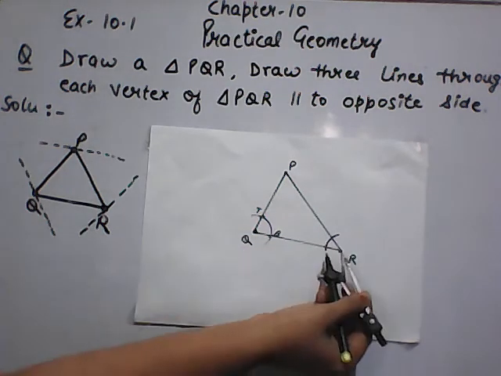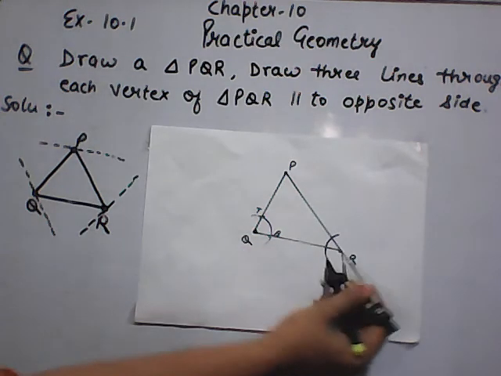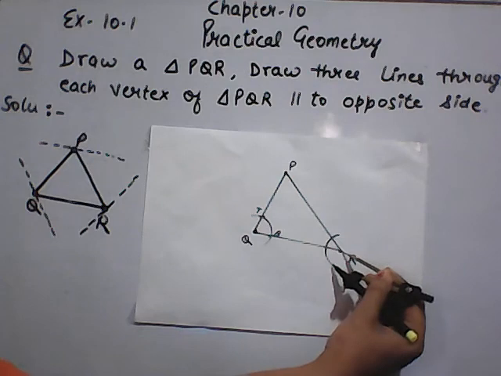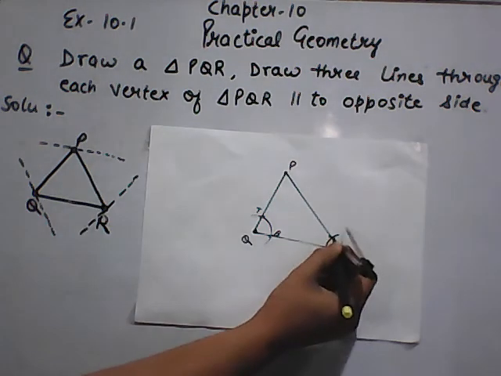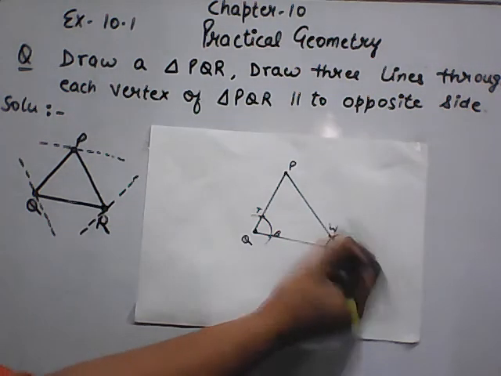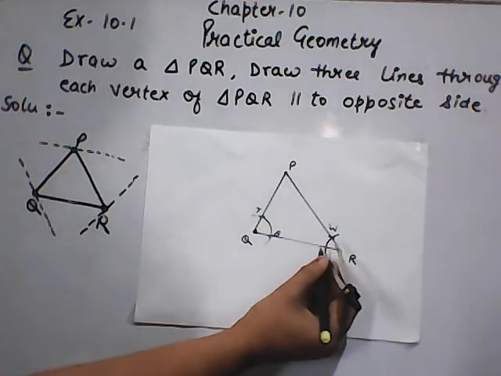You have to take R as center and draw an arc in such a way. Suppose it cuts PR at W and QR at point U.